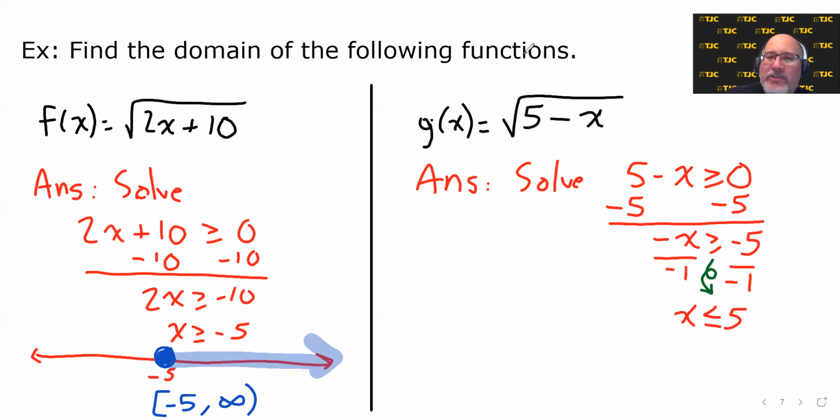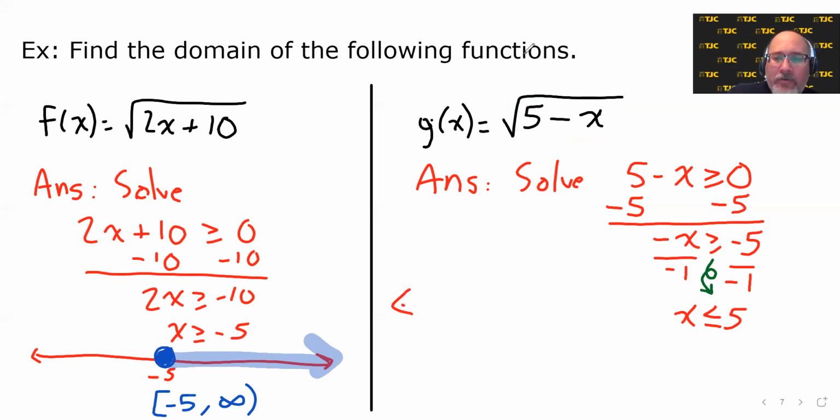This kind of makes sense because if you look at the radicand, I'm starting with 5 and I'm taking something away from it. And I want the result to not be negative, which means I can't take away anything bigger than 5. So I can take away anything 5 or less.